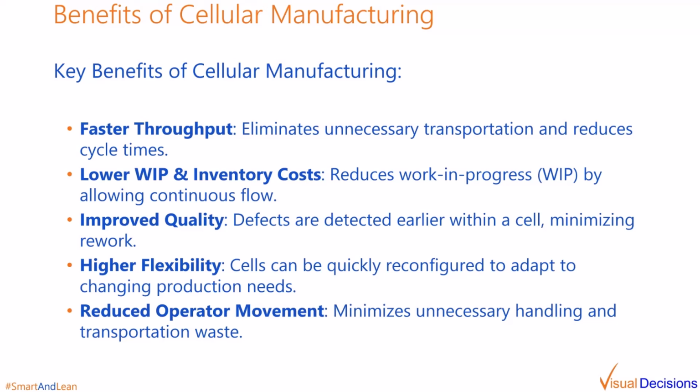Despite its many advantages, though, implementing cellular manufacturing presents challenges, particularly when it comes to layout design, workload balancing, and coordination between cells. Digital Lean provides the tools necessary to overcome these barriers, enabling manufacturers to transition smoothly into a cellular production model while maintaining efficiency and control.